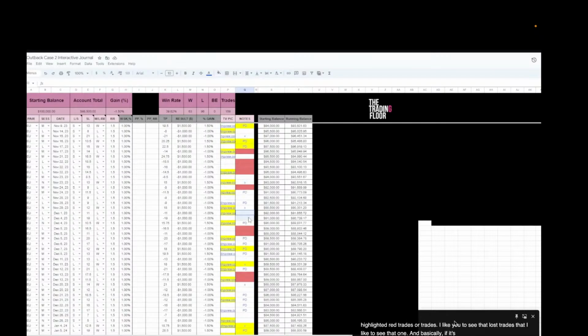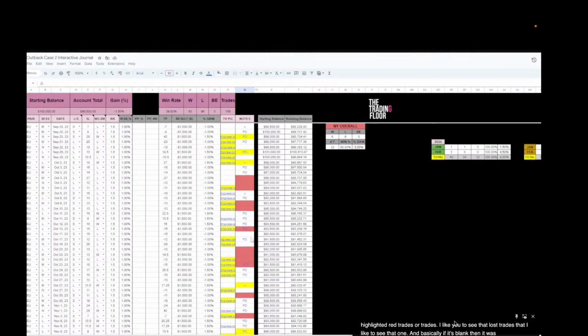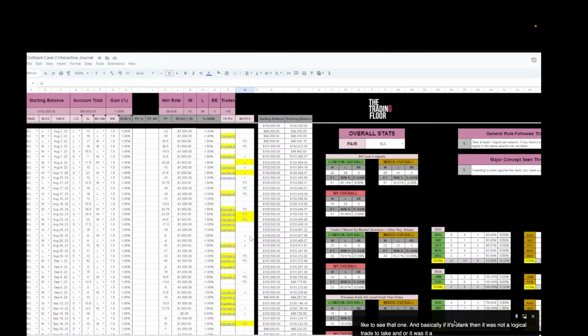And basically if it's blank, then it was not a logical trade to take, and or it wasn't a previous grab. And so this is how I filtered it here in the middle part. All case 2 signals, as you can see, it's kind of mediocre between August of last year, so about 6 months. Not that great. Trades filtered by the market structure plus other key setups. So like all the trades marked as X or PD.